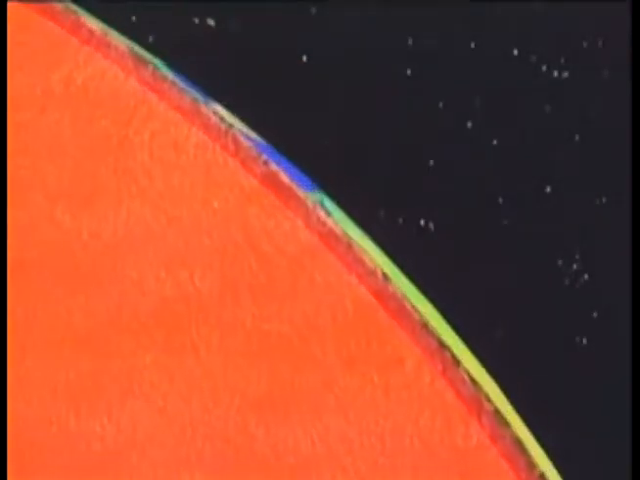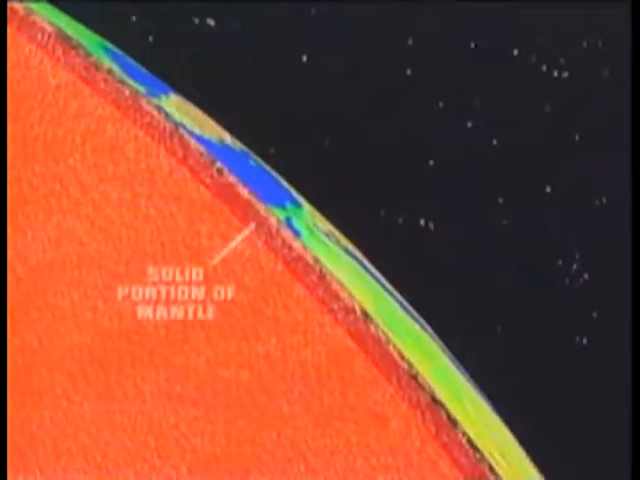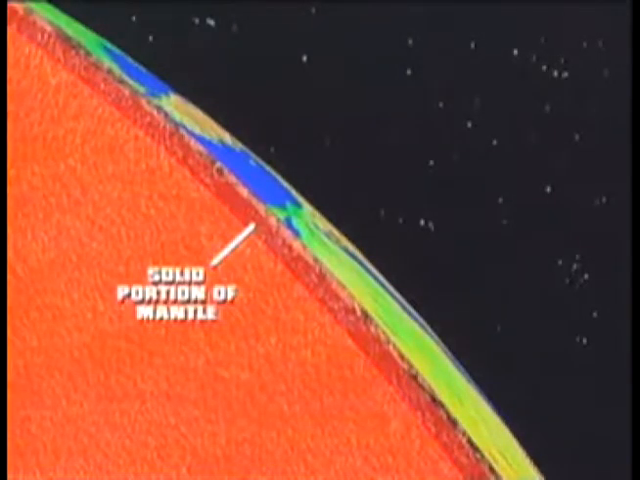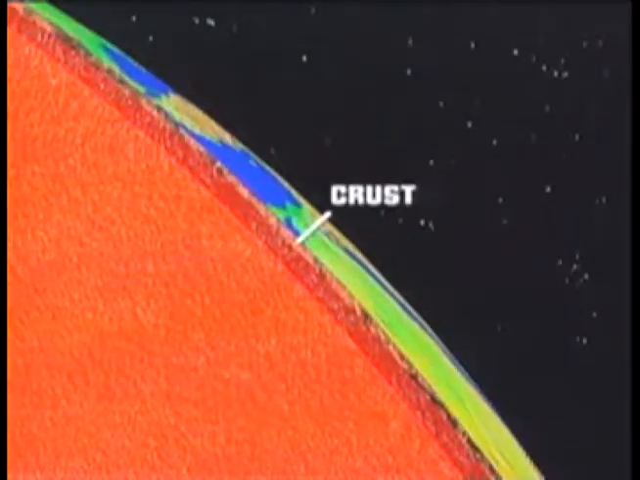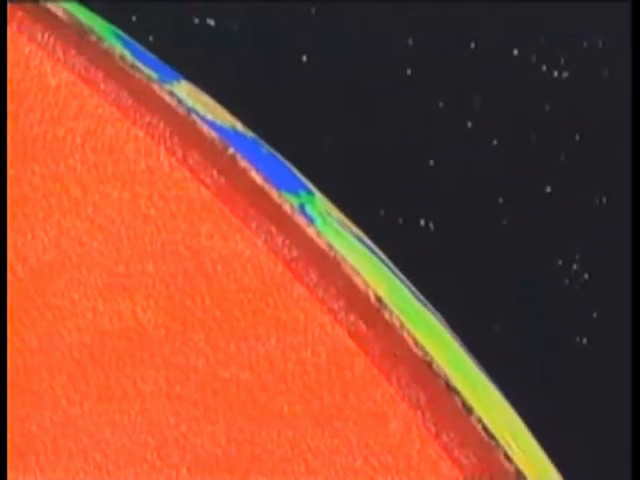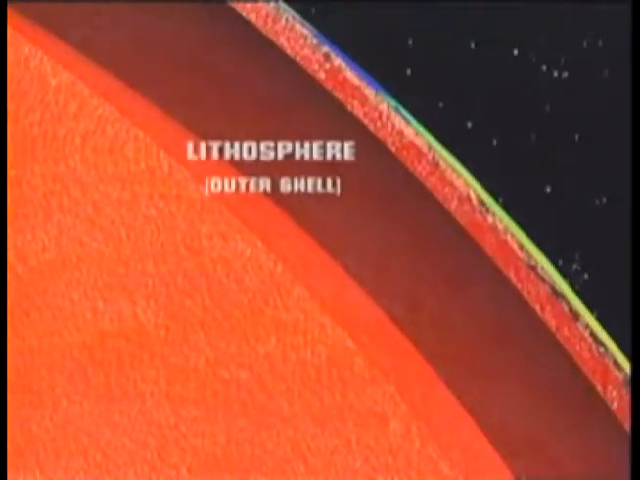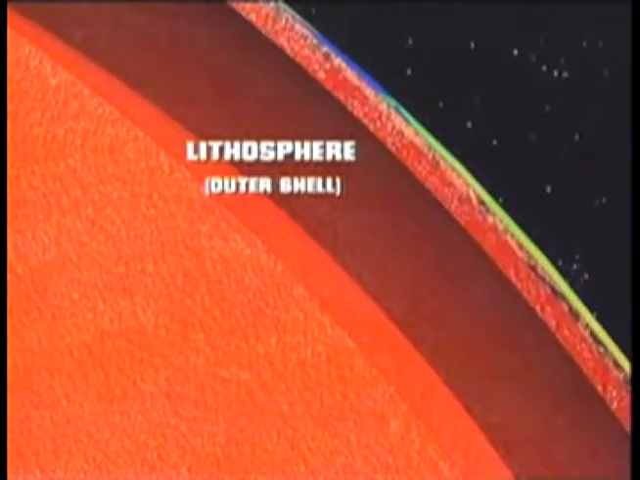The mantle's outermost portion is solid. This is the solid outer portion of the mantle. Above this, the outermost layer of the Earth, the crust. Together, the crust and the solid outer portion of the mantle form the Earth's outer shell. They are referred to as the lithosphere.